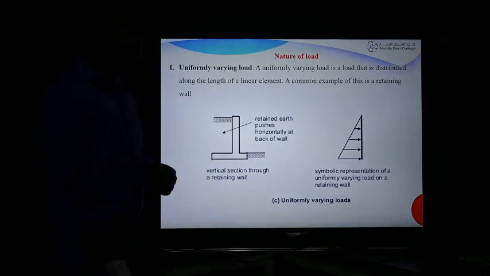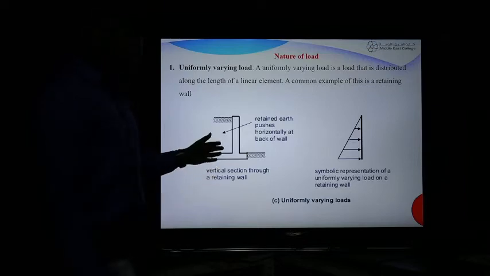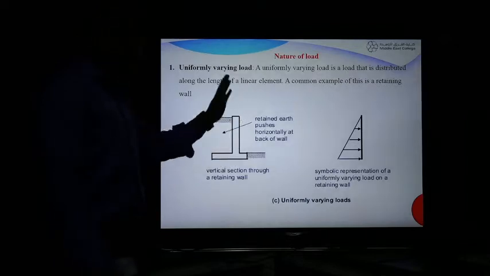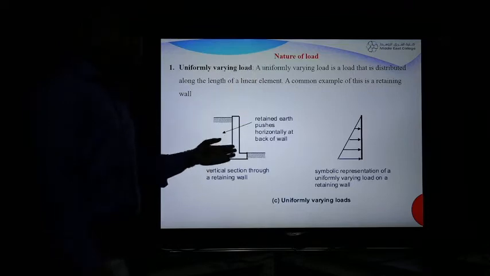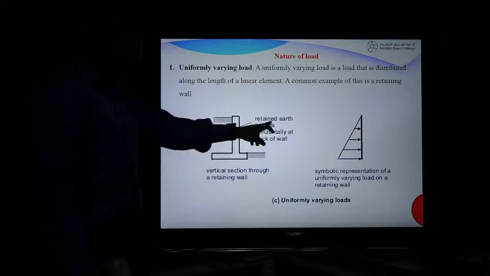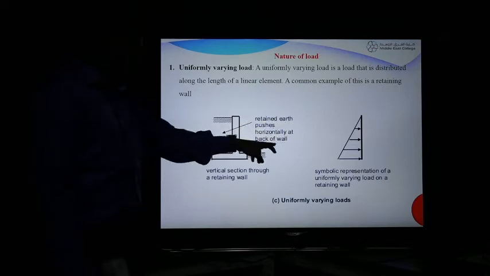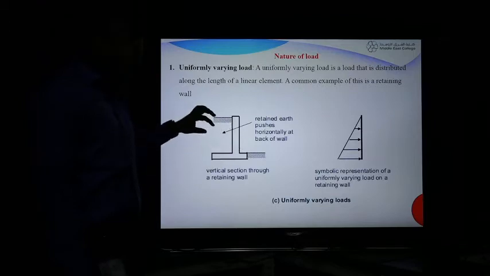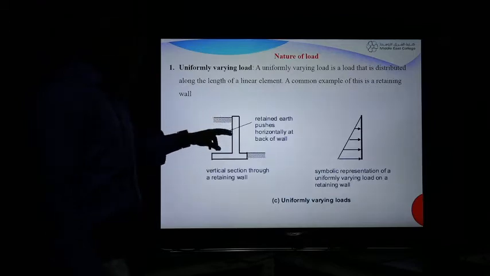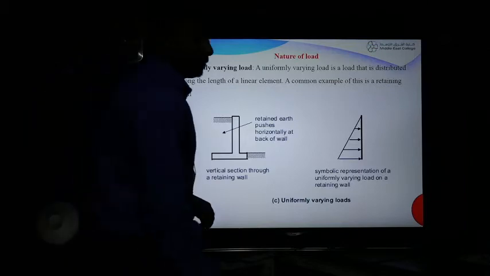A uniformly varying load is a load that is distributed along the length of a linear element. A common example of this is a retaining wall. So what is a retaining wall? Generally, we have landfills which are constructed with retaining walls. This wall retains the earth that pushes horizontally at the back of the wall. All of that part is filled with landfill, some soil or sand. This is called a retaining wall.